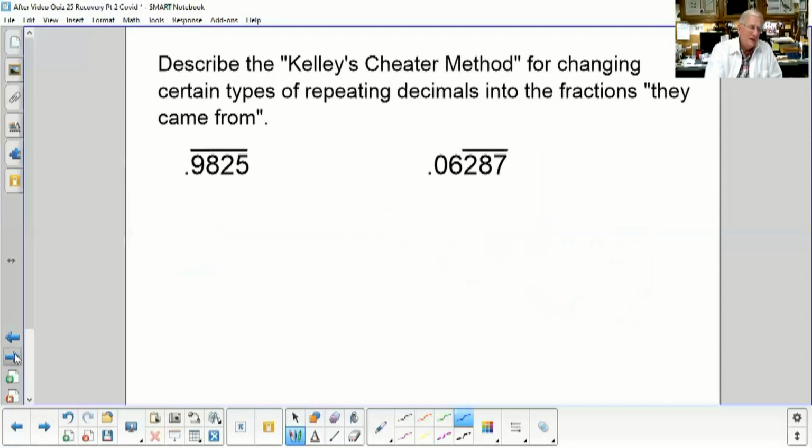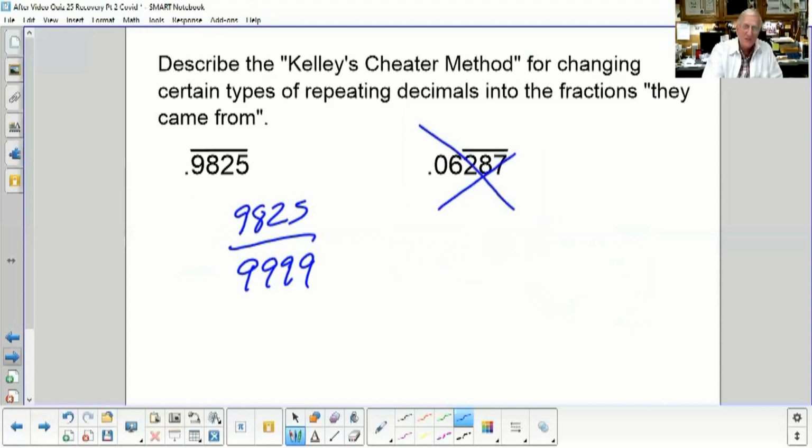0.9825 as a repeater is just 9825 over 4 nines. Now you cannot do that Kelly's cheater method on this problem because it doesn't begin repeating right at the decimal point, right? The Kelly's cheater method only works on decimals that are right next to the decimal point when their repetition begins, okay? And all I'm going to ask you for is the Kelly's cheater method.